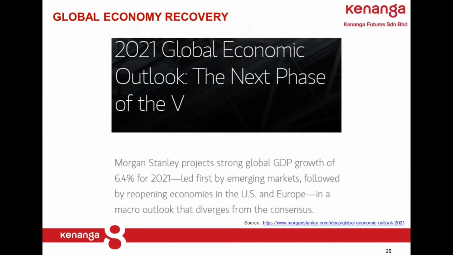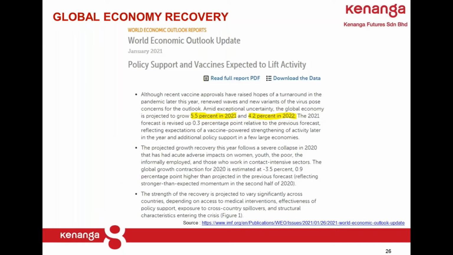The next factor will be how soon the global economic recovery progresses. As you can see, this will be some analysis and projection published by some big houses. Morgan Stanley projected that we will have global GDP growth of about 6.4% for 2021, led by emerging markets, and also the reopening of US and Europe. And the next one will be the World Economic Outlook from IMF, and they are projecting a growth of 5.5% this year, followed by 4.2% for next year, 2022.